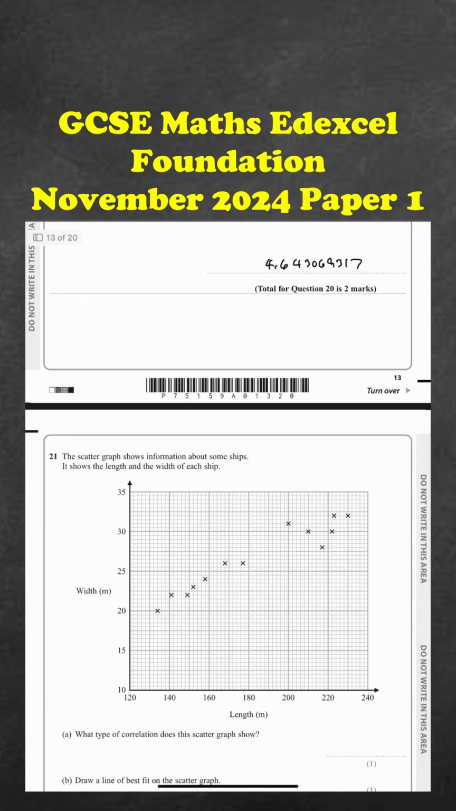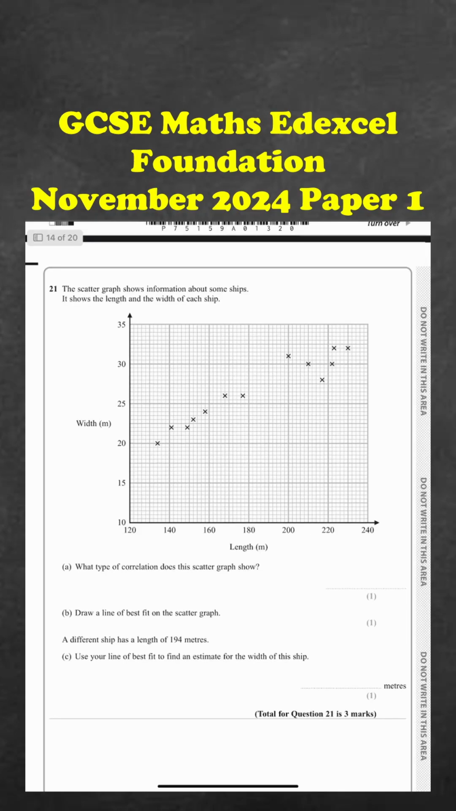Here we go. Question number 21. The scatter graph shows information about some ships. It shows the length and the width of each ship. Part A. What type of correlation does this scatter graph show? It shows a positive correlation.